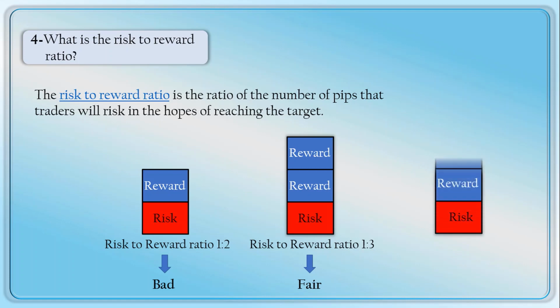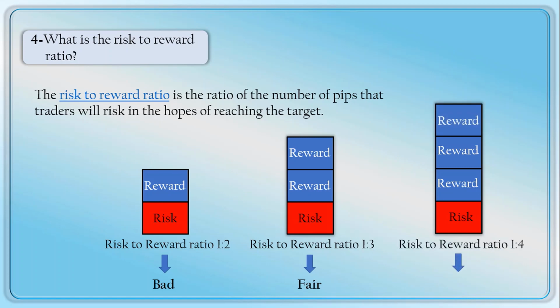But if you apply the risk reward ratio of 1 to 4, it is good. It means that you are going to risk $50 to make $150. But if your risk and reward ratio is more than 1 to 4, it is an excellent risk and reward ratio. So always try to apply at least the good risk and reward ratio of 1 to 4.